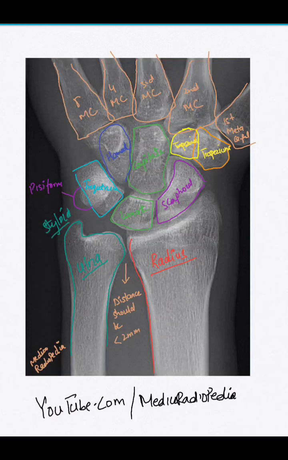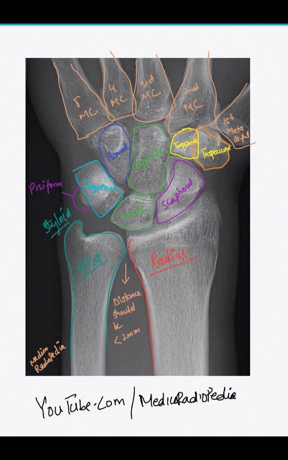Here I have the annotated picture of this whole lecture, summarized for you in this one picture. Here you can see the radius, ulna, distal part, and styloid process of the ulna. We can look at the styloid process for any fracture, and the distance between the radius and ulna at this part should not be greater than 2 mm; it should be less than 2 mm. If it is greater than 2 mm, always think of a fracture or dislocation of the radius and ulna at this point.